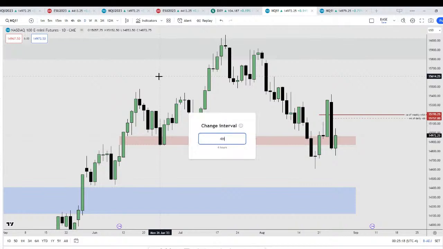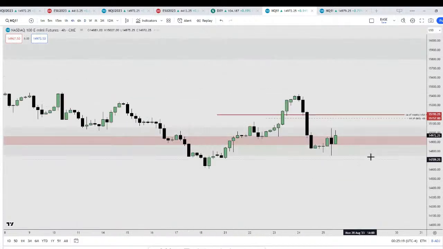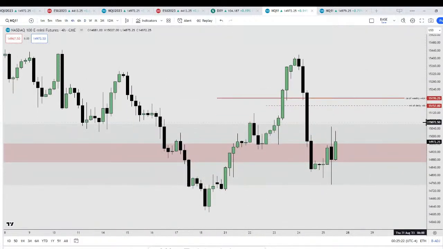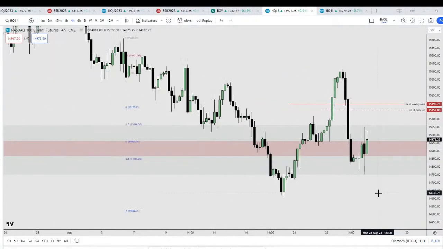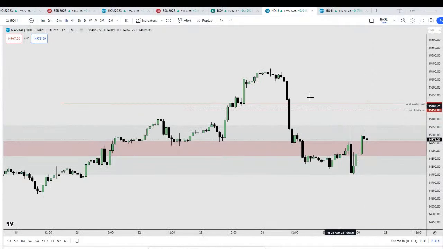Okay, so let's take a look at the 4 hours to see if there's anything that can be utilized. Right, so it would just be covering up all these inefficiencies here, right? That was presented on Thursday. Right, let's take a look at the hourly chart.